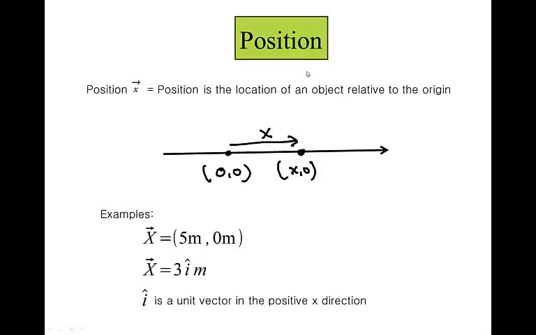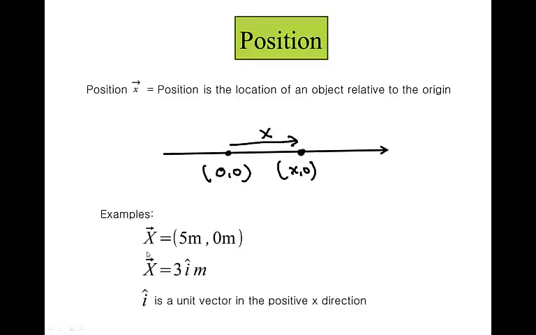First, try to understand what position is. Position is the location of an object relative to the origin. In this picture, you can see the (0, 0) represents the origin and x0 represents the position of an object. So this vector x represents the position, or the position vector, of the object.